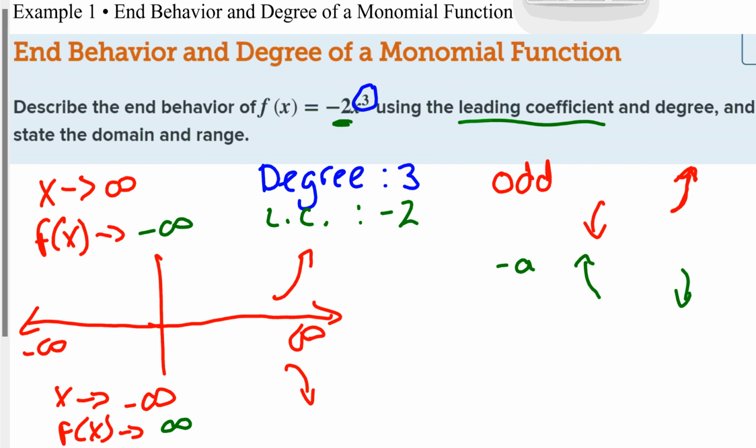With even degrees, it would look like this. It would go up as I go to negative infinity, and it would go up as well as x goes to positive infinity. So even degrees go up and up, kind of like a quadratic: 4, 6, 8, 10, any even. And then a negative a would just go down and down. And that's how you can tell the end behavior of a monomial function by its degree and lead coefficient.